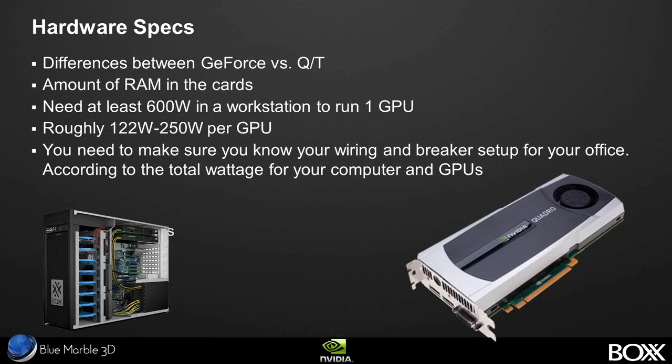So to kind of go through the list, RAM is obviously a big thing. You need at least a 600 watt power supply to put a GPU in a station. With the Kepler cards, Kepler meaning the GeForce versus the Quadro Tesla combo, the wattages are less than what the Fermi cards were.